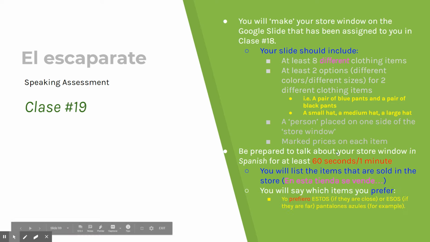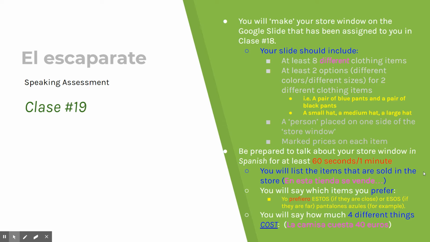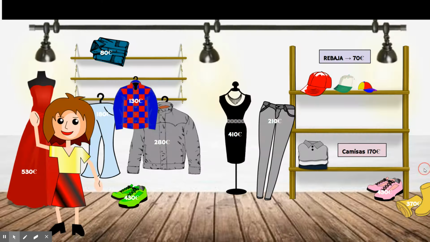For something that you have multiple of, so maybe pants, you're going to say which ones you prefer. Yo prefiero. If they are close to you, use this. And if they are far from you, use that. And then you are going to mention the cost of at least 4 items in your escaparate. So if this is my escaparate, I'm going to go over in a minute what I would exactly say, but this is an example of the one that I made for a sample.